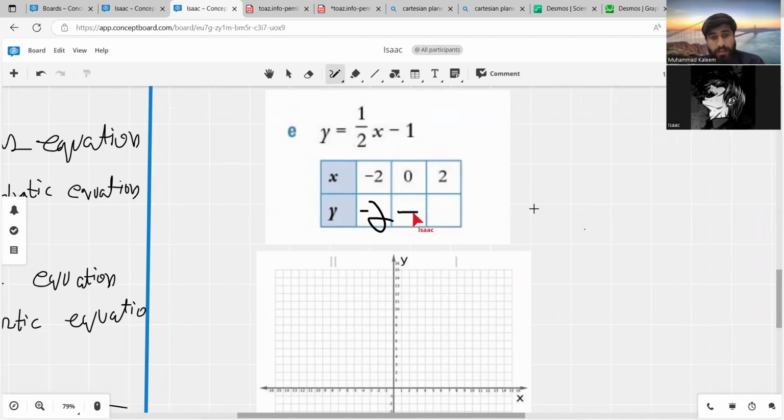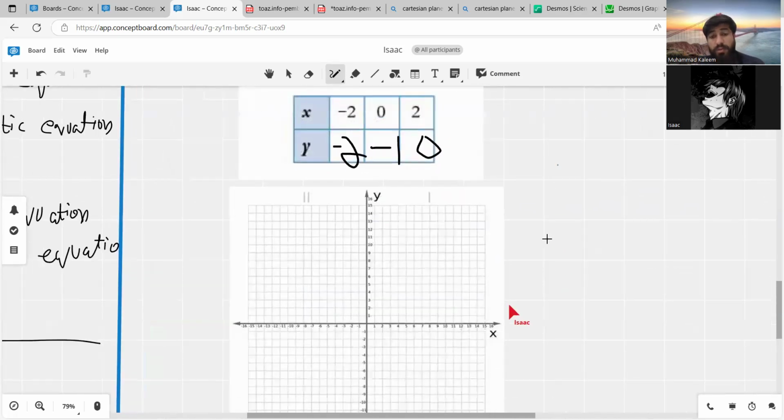-2, -2. Yeah, that's true. -1, good. And when I replace x with 2, y is 0. Yeah, it is. Two points are enough. I told you at the start of sketching this kind of graph. Good.